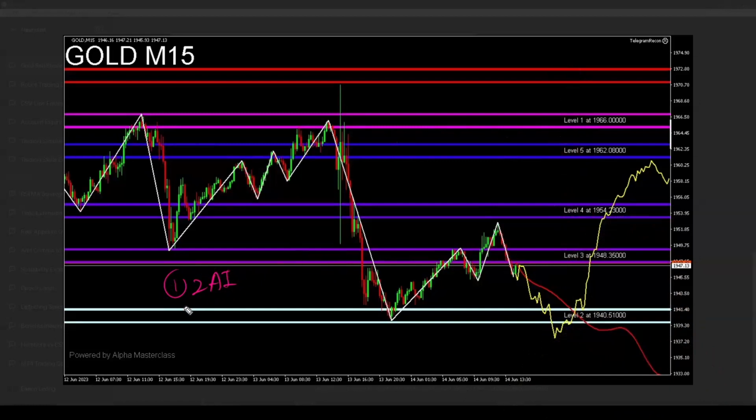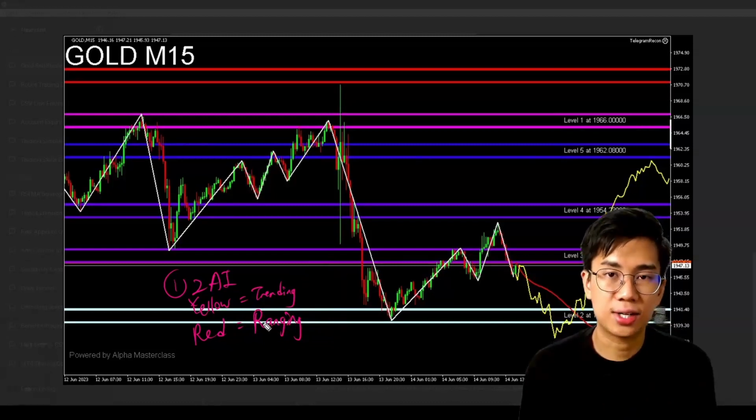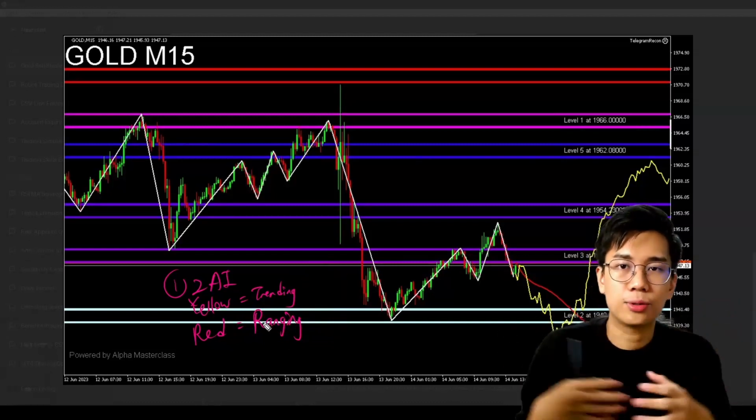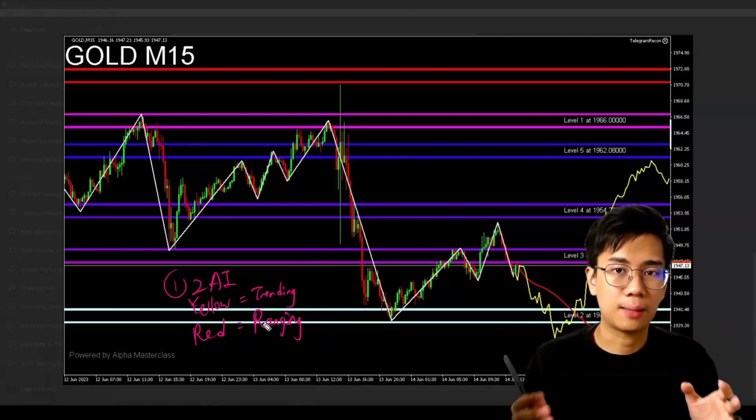Technically, the yellow AI works best when the market is trending. And the red color works best when the market is ranging. There will be cases where this goes up and this predicts it to come down. Quite normal. It's sort of like when you learn any technical analysis, right? You will see that it goes up, it goes down. You don't know where it will go. Same thing, right? This is like a bot.